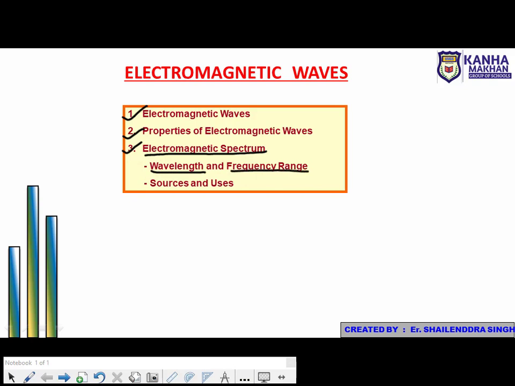There are 7 types of electromagnetic waves. The 7 electromagnetic waves have different wavelengths as well as different frequencies, and what their sources are by which they are produced, as well as where we use them, is also a study part of this unit. The whole unit is totally theoretical, and you must learn all these things, so that approximately 3 to 5 mark questions will be asked in the board exam.